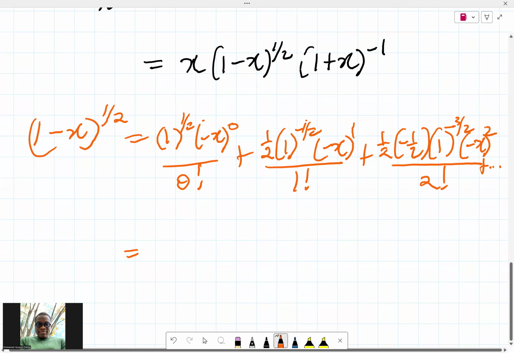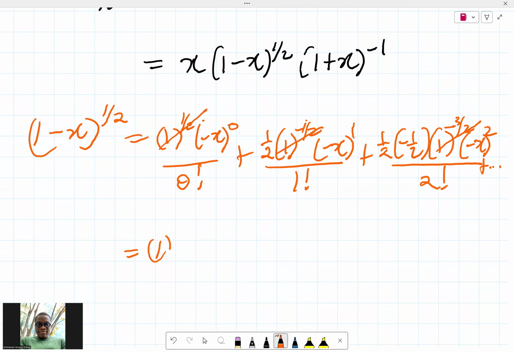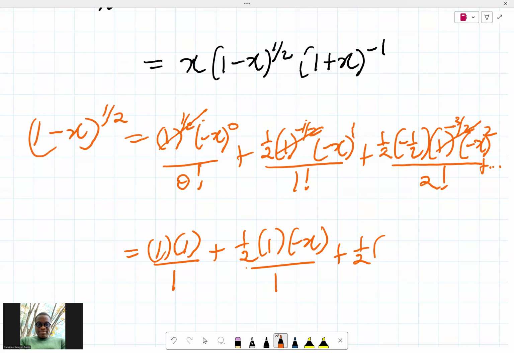So of course, 1 raised to power half is 1. 1 raised to power anything is 1 in short. So for this whole thing now, we have 1 into minus x raised to power 0 is also 1. 0 factorial is 1 plus half here. 1 raised to power minus half is 1. Then you have minus x. 1 factorial is also 1 plus half into minus half. 1 raised to power minus 3 over 2 is 1. Then minus x squared is simply x squared divided by 2 factorial, which is also 2.